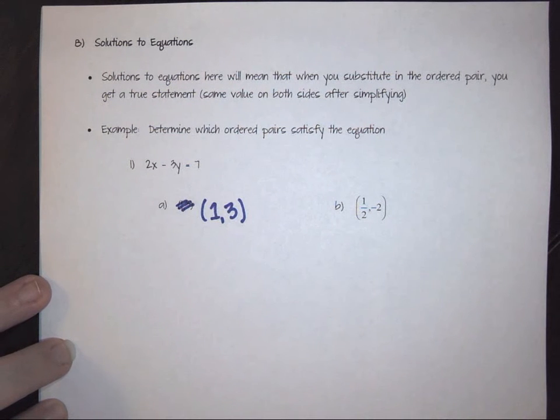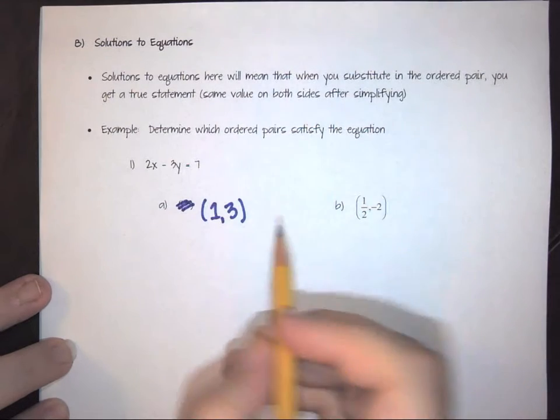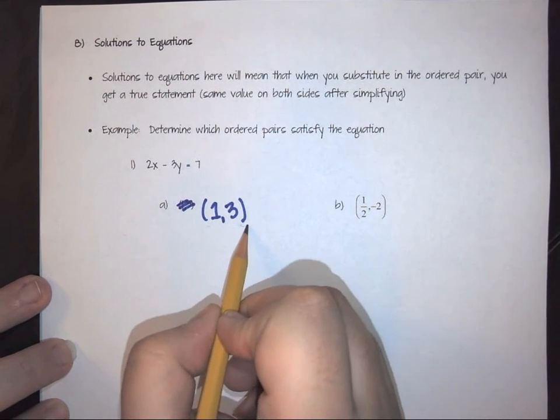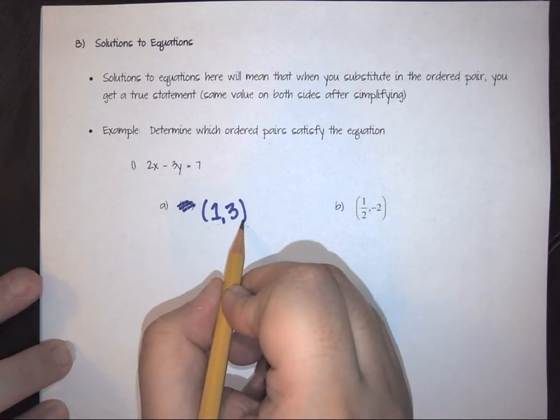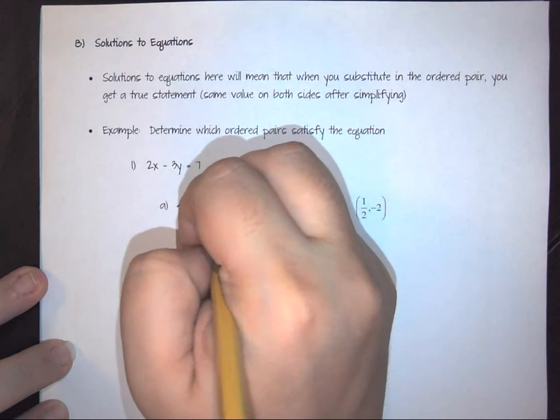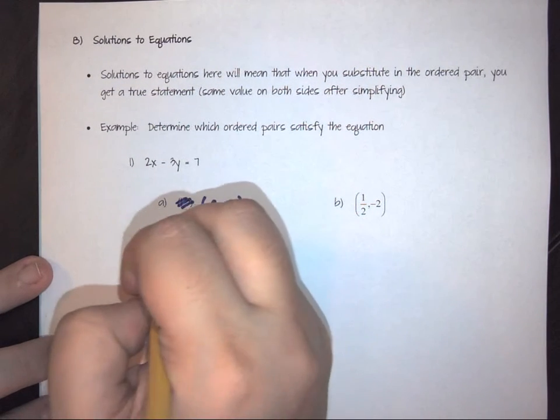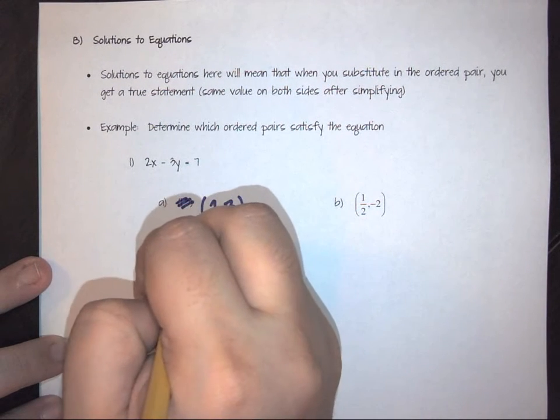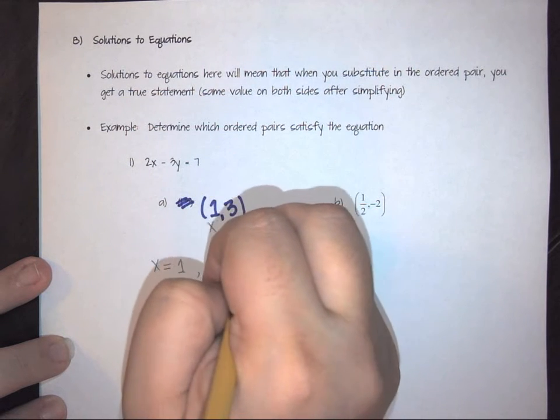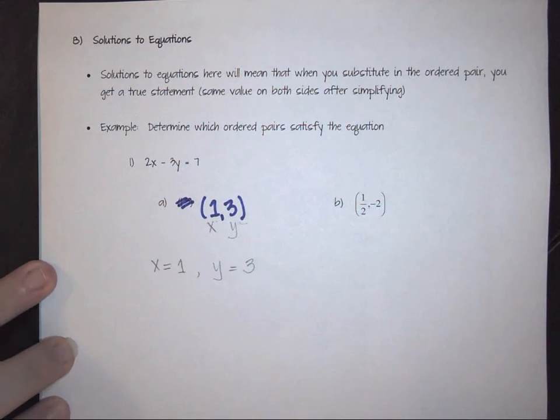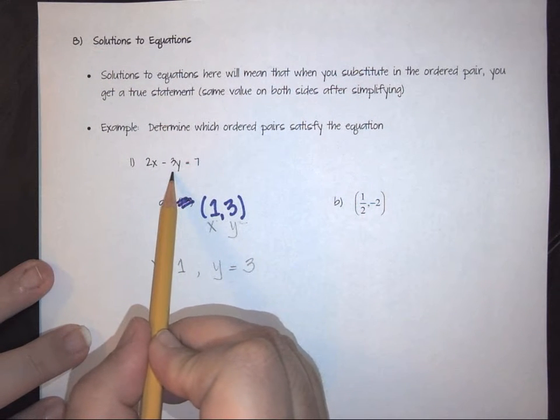Now, the easiest way to do it is you simply plug and chug. So to do that, you have to remember in any ordered pair, like for example this one, 1, 3, we have to remember that it is x, y. So in this case, what are we being told? We're being told that x equals 1, and we're being told that y equals 3. So with that, we're going to take this and we're going to plug it back into my equation.